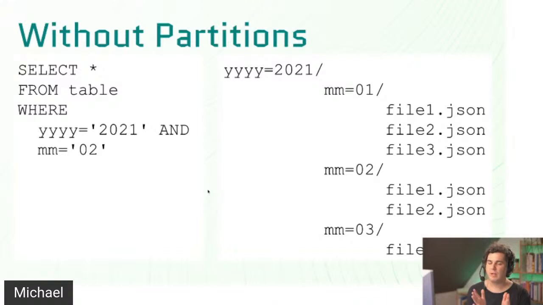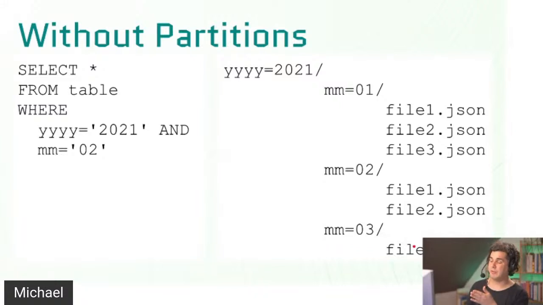So let's talk about partitions. The query that I executed looked similar to the one that you see here on the screen. I select star from table where, and then I select the year and the month. And you might think, okay, how does this data look on disk? I have a folder that is named 2021. I have a folder for January, within that a couple of files. I have a folder for February, a couple of files. And then I have one for March with a single file at the moment.